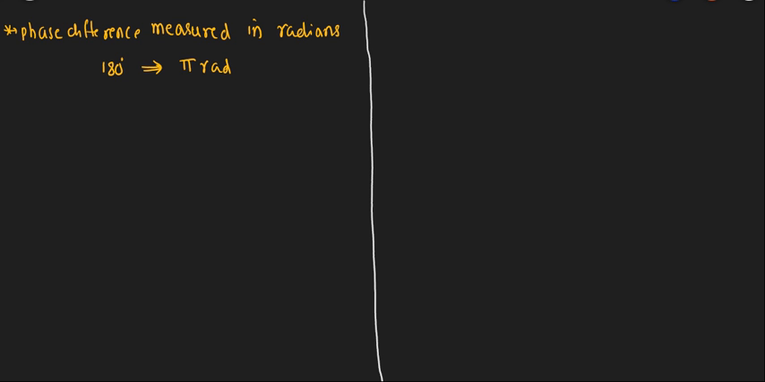Now, what is the phase angle? Phase difference is measured in radians. Remember it. For example, 180 degree phase difference is equal to pi radians. You remember it, 360 degrees is equal to 2 pi radians.